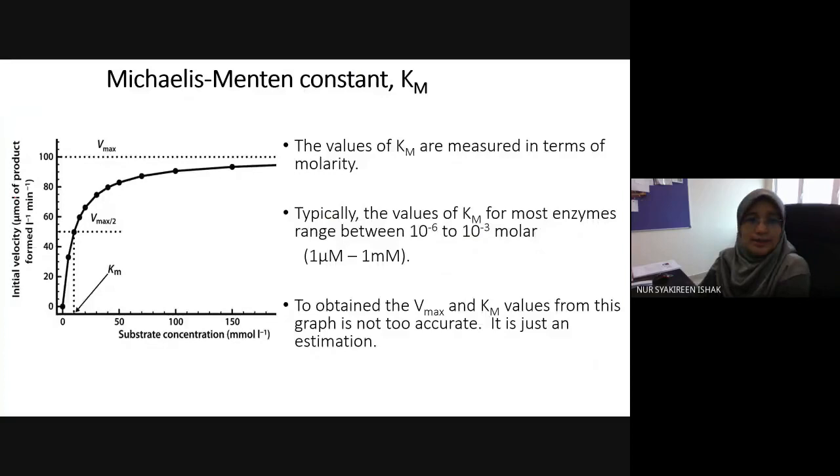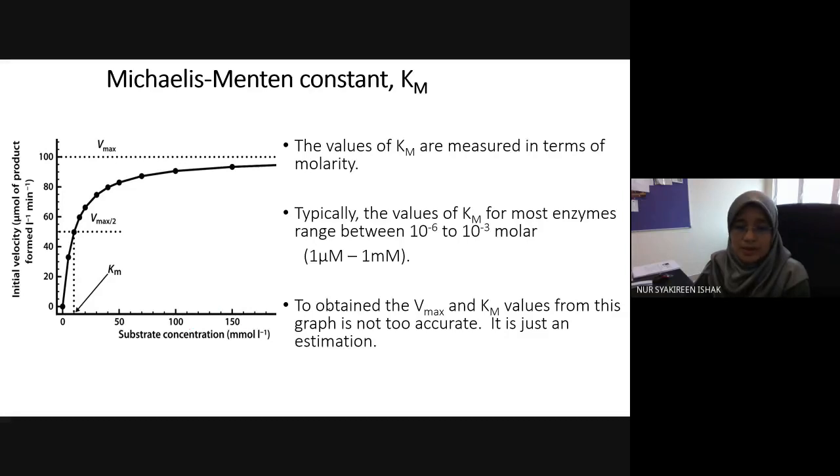Okay, so next, Michaelis-Menten constant. The values of Km are measured in terms of molarity. Okay, it is the substrate concentration kan, so they are measured in molarity. Substrate concentration at half Vmax, okay? So typically the value of Km for most enzymes ranges between 1 micromole to 1 millimole. Okay, 1 micromole to 1 millimole.